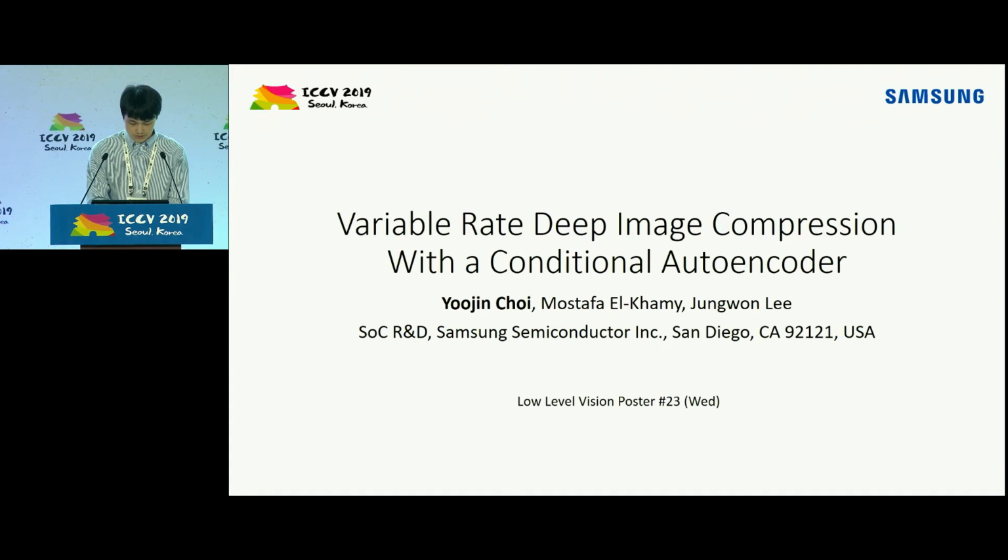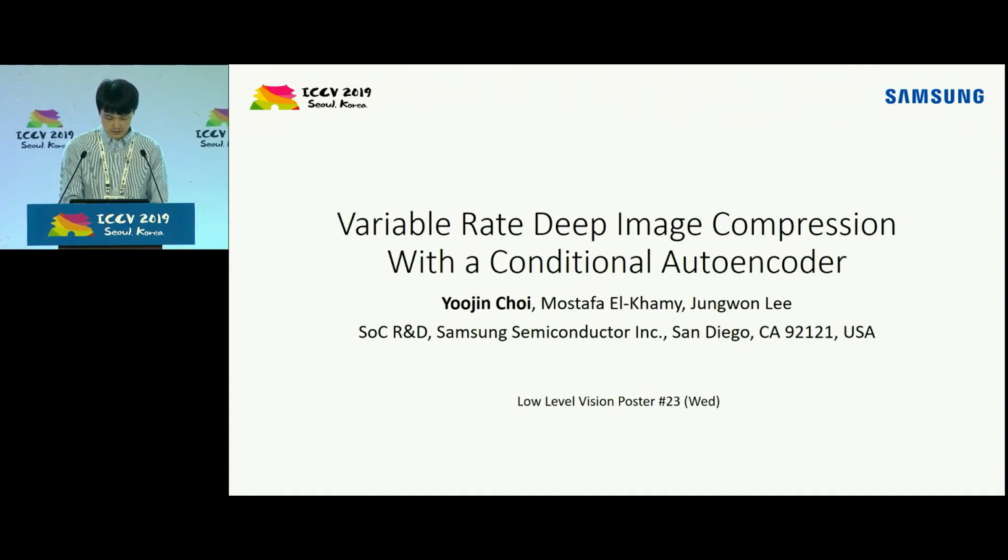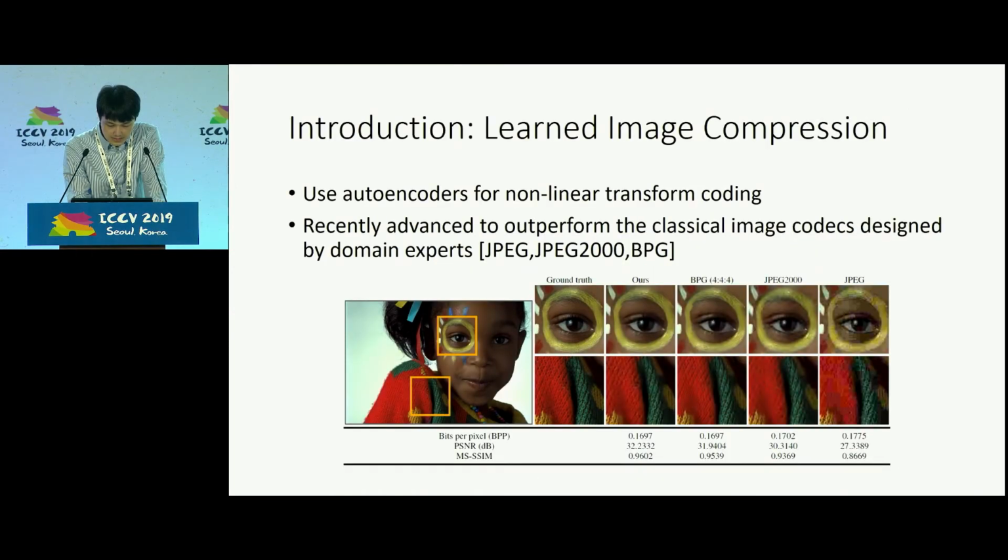Hello everyone, I'm Eugene. This talk is about variable rate learned image compression with a conditional autoencoder. This work was done with Mustafa El-Khamy and Jungwon Lee at Samsung.